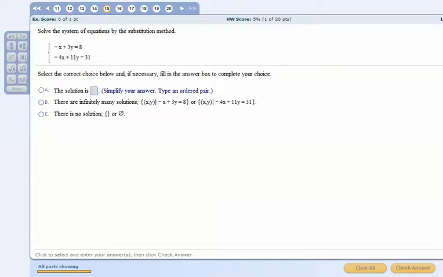The first step in solving the system of equations by substitution is to choose one of the equations and solve for one of the variables. Now, it doesn't matter which equation or which variable we use, so we want to pick the one that seems the easiest to work with. That means we're going to look for variables that have coefficients of 1 or negative 1, because those will be the easiest to work with. Notice in the first equation, the coefficient of x is negative 1, so we're going to go ahead and use the first equation and solve for x.